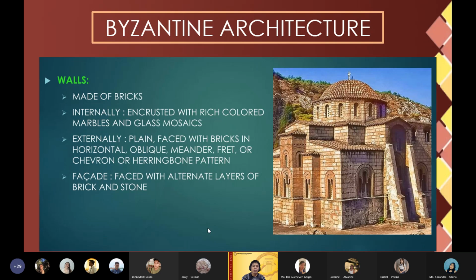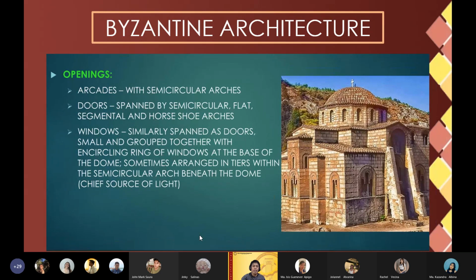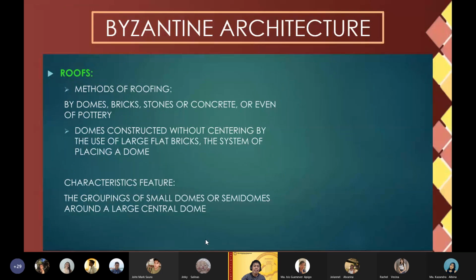So Byzantine architecture, what do they use in their walls? Bricks. You saw it, right? Bricks are used. Others use stone, but they quarried the stone. It's not from Byzantium; they quarry it and transport it from other areas. For the openings, semicircular arches. Next, for the methods of roofing, we have the domes.